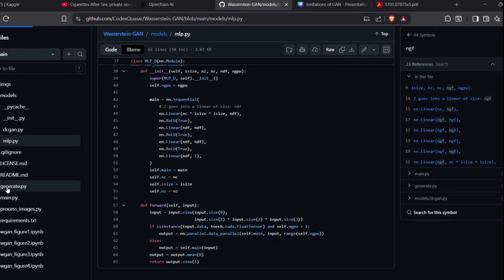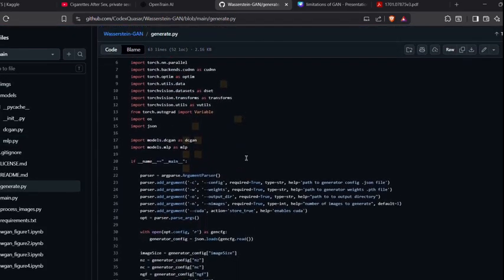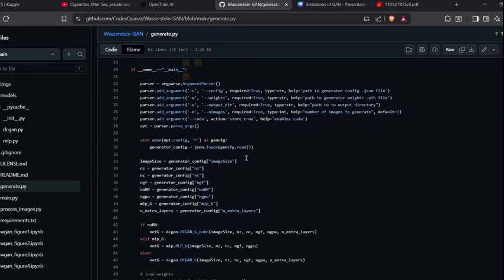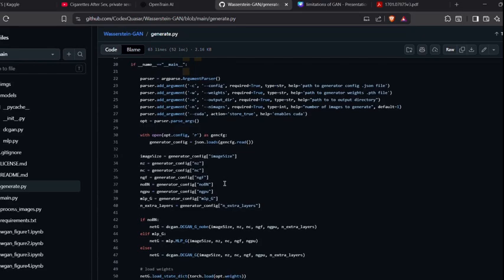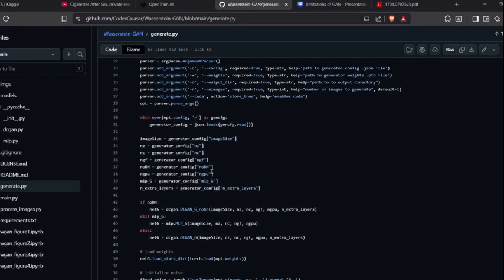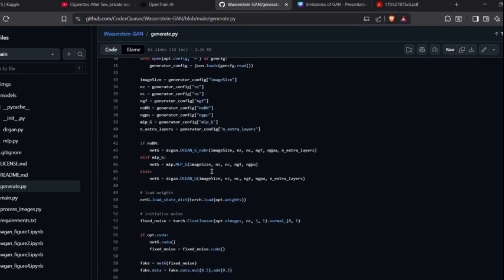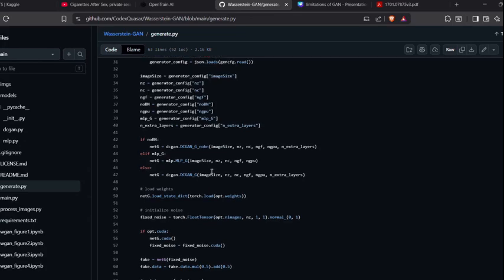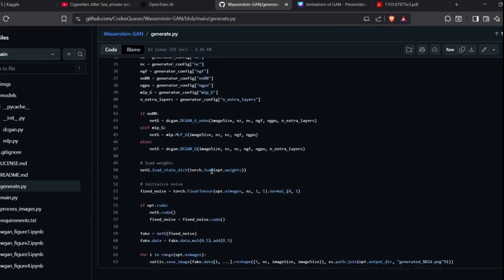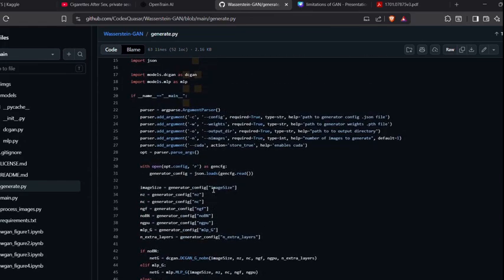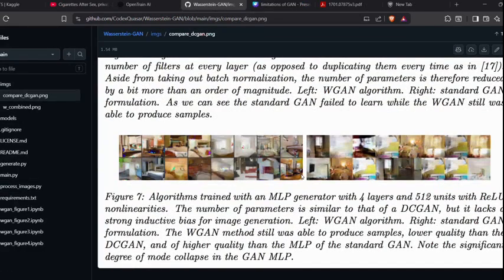The next part of the code is generate. What we'll be doing there is loading the generator configurations, and we'll generate new samples from random latent vectors. This will be useful for post-training evaluation, so that we can check if the output is working correctly or not. So yeah, that is our notebook. Thank you.